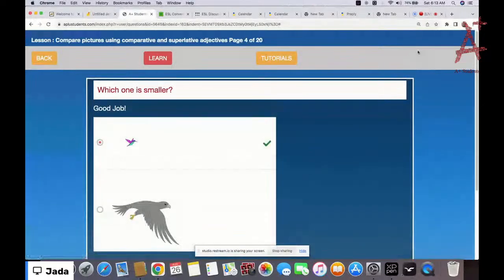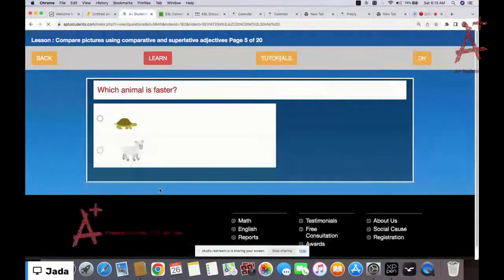Okay, which one is faster? Is it the first or the second? It's the second because the first one is a turtle, and turtles are very, very slow. Okay, they move very slow. Now it's going to be the second one because they are like the fastest. Okay, so yeah.